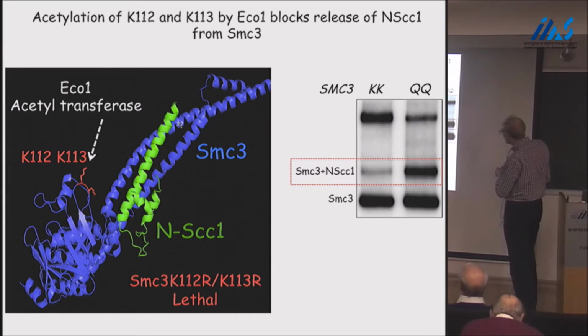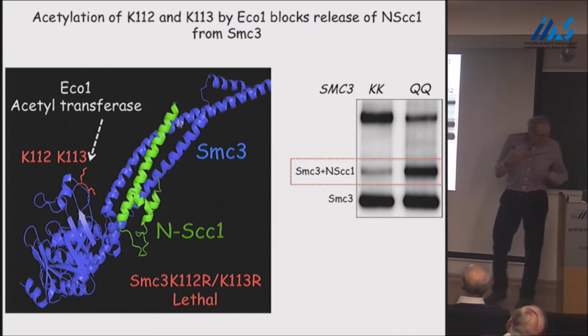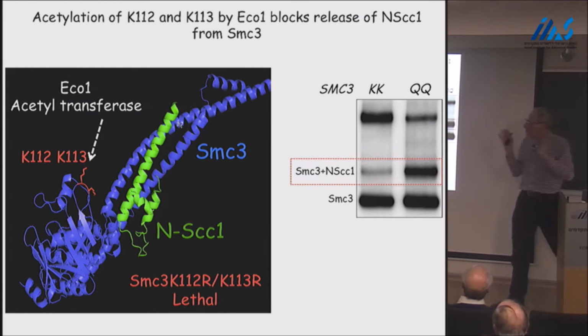But in fact, if you have releasing activity, this is destroyed, and you don't get this fragment, which is no longer cross-linked to the SMC3. What I've actually shown you here is a wild-type cell where releasing activity has destroyed this. This has been dissociated, and here is a QQ mutation. Basically what this shows is that an acetyl mimic, QQ, blocks the releasing activity of this fragment from the SMC3.